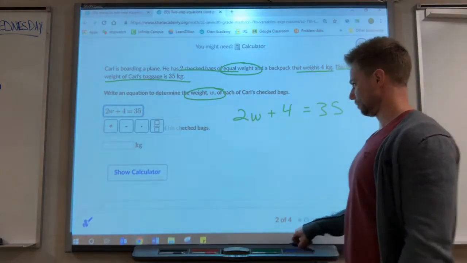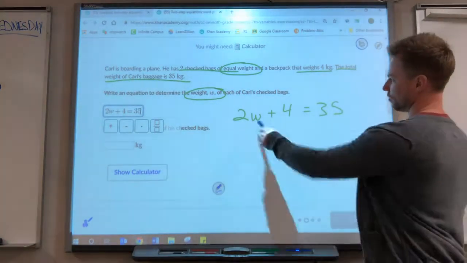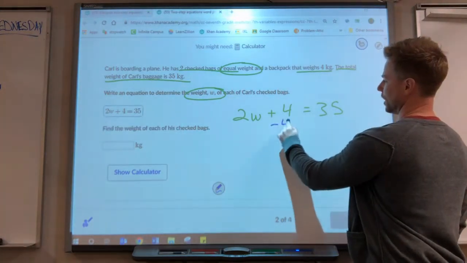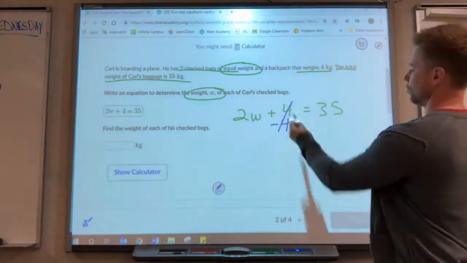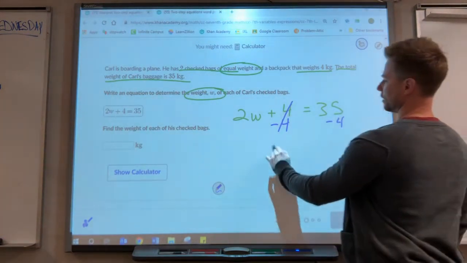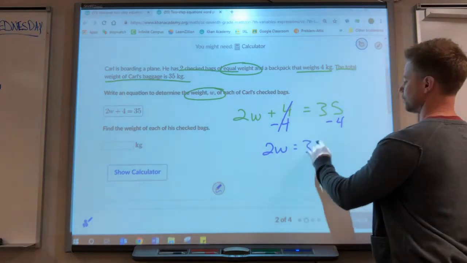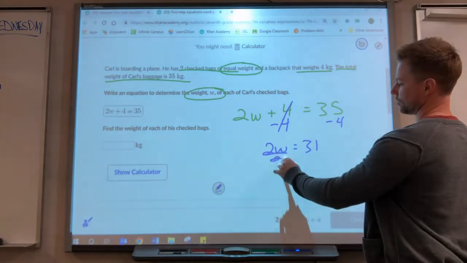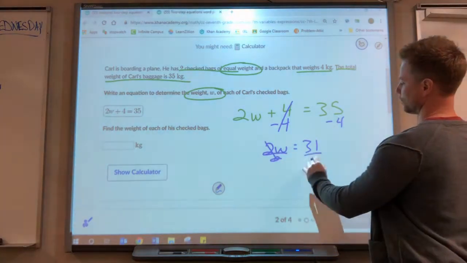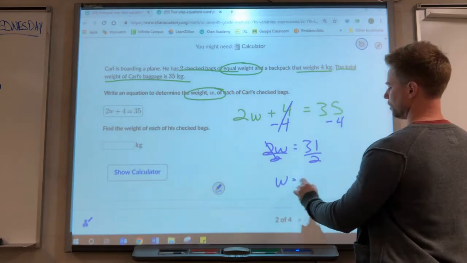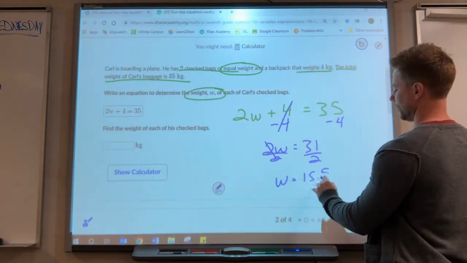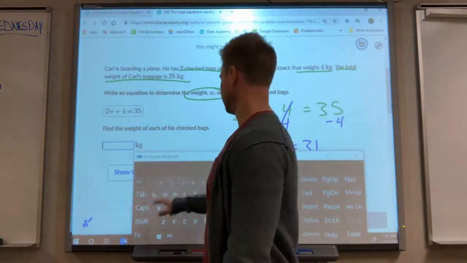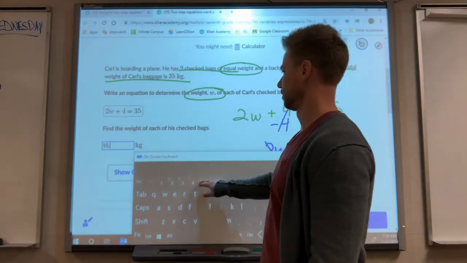All right, now we want to solve for W, get W by itself. So we have to get rid of this 4 first. We do the opposite. We subtract 4. What you do to one side, you do to the other side. So 2W equals 31. Divide by 2, because this is multiplication. Opposite of multiplying is dividing. That goes away. Divide by 2. W equals 15.5. So that means each of those checked bags is 15.5 kilograms.